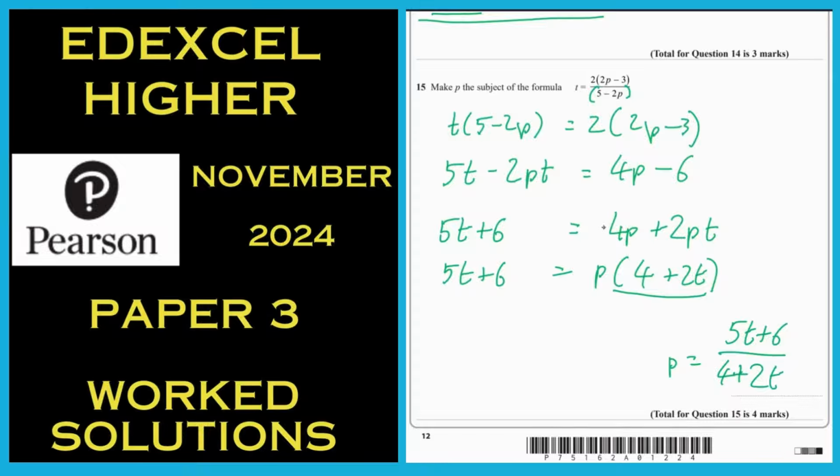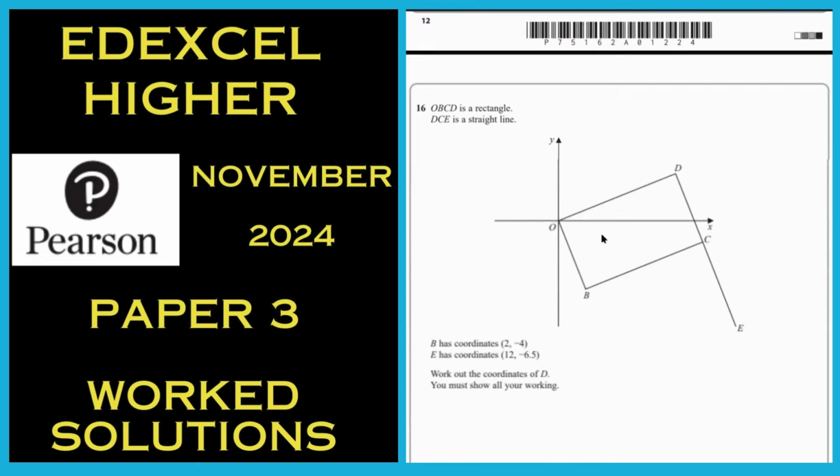Now if, at that stage, you chose to take the p's to the left-hand side instead of the right, it's absolutely fine. It just means ultimately you could end up with the answer where every sign here is different. It's just a minus where you see a plus and so on. It doesn't matter. On we go.